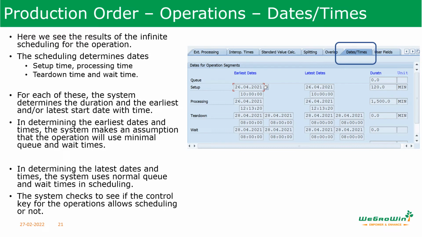Again, the system will check in the control key whether it is allowing the scheduling or not. So the control key plays a very important role. Whether the scheduling is to be done or not is determined through the control key. Whether it is for an external operation or not is also determined through the control key. Many other parameters are there. We discussed this control key in the routing discussion. Please visit that routing discussion, where you can see the various elements we discussed on the control key.